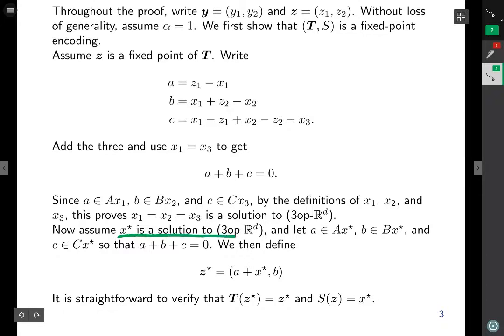Assume that x star is a solution to 3-op R^d. Let a, b, and c be the outputs of the operators A, B, and C at the solution x star, so that a plus b plus c is equal to 0. In other words, a, b, and c are the outputs of the operators that certify that x star is a solution. Define z star to be a vector of this form. Then it is straightforward to verify that z star is a fixed point and that the output of the solution mapping at the fixed point is x star.